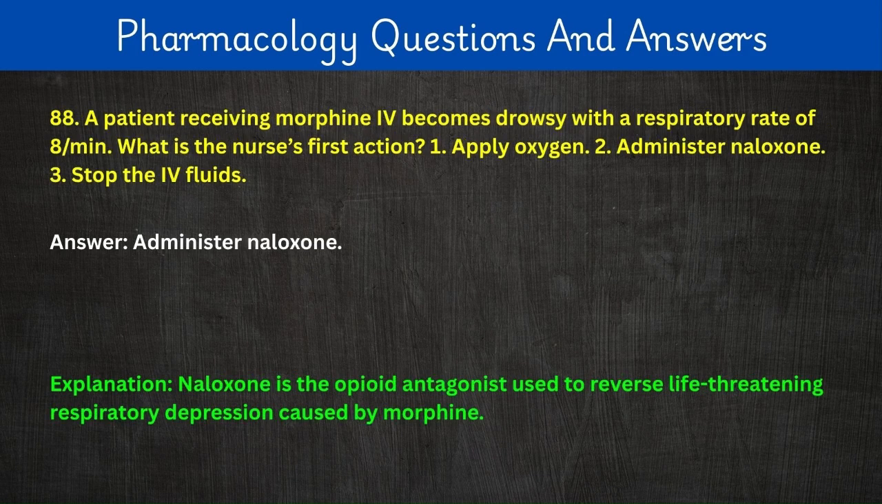88. A patient receiving morphine IV becomes drowsy with a respiratory rate of 8 per minute. What is the nurse's first action? 1. Apply oxygen. 2. Administer naloxone. 3. Stop the IV fluids. Answer: administer naloxone. Explanation: naloxone is the opioid antagonist used to reverse life-threatening respiratory depression caused by morphine.